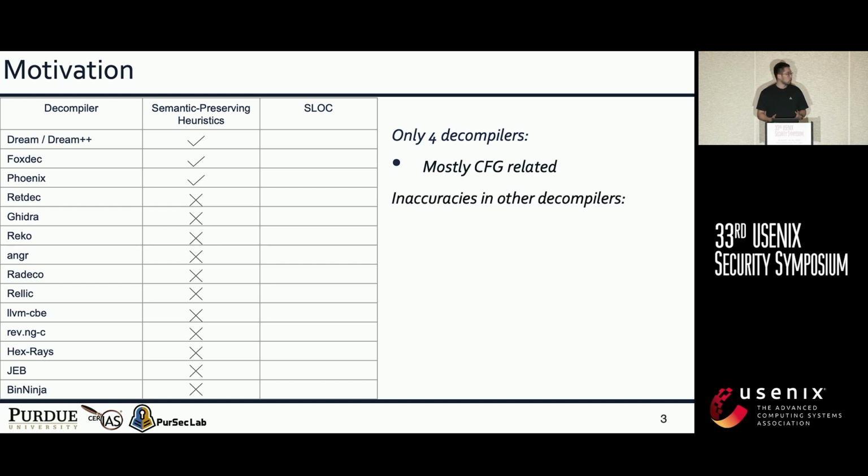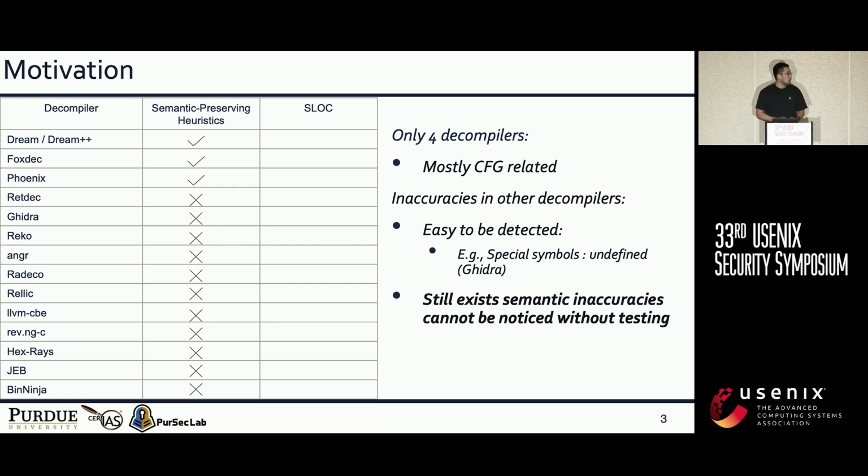Also, we observe a lot of semantic inaccuracies in the decompilers. Some of those inaccuracies are easy to be detected. For example, in Ghidra, if we see a symbol undefined, that means Ghidra cannot correctly recover that variable's type. There are still many semantic inaccuracies that cannot be detected without testing. Also, during our survey, we find decompilers are hard to debug because they have very large code bases.